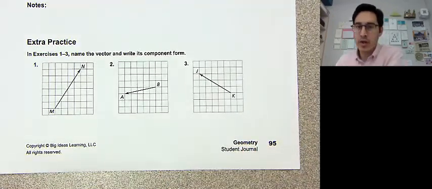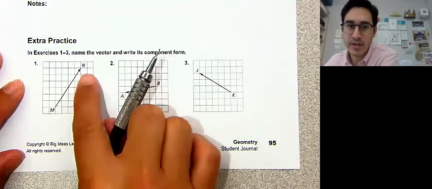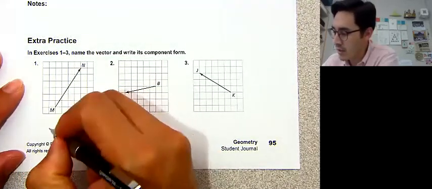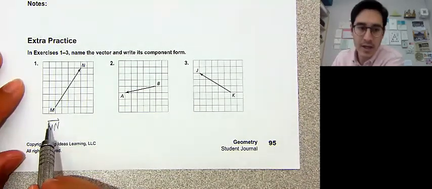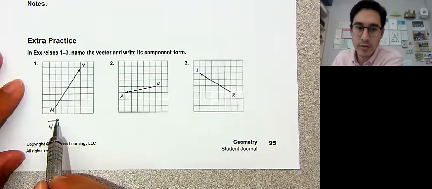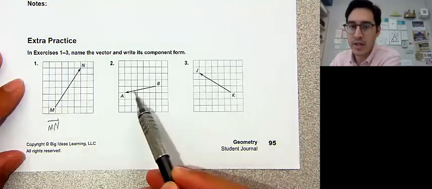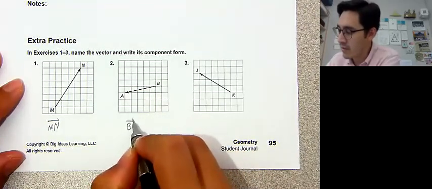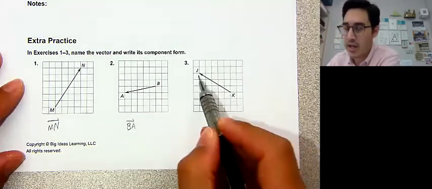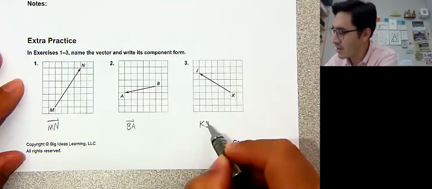Okay. So we're going to be naming these vectors. So this is vector MN, right? This is the starting point, and this is the ending point. Okay, so let's write MN. And then the symbol for a vector almost looks like an arrow, except we only draw one tick of the arrowhead instead of both ticks. Here, B is the starting point, A is the ending point, so we would call this vector BA, and this is JK. Sorry, KJ.